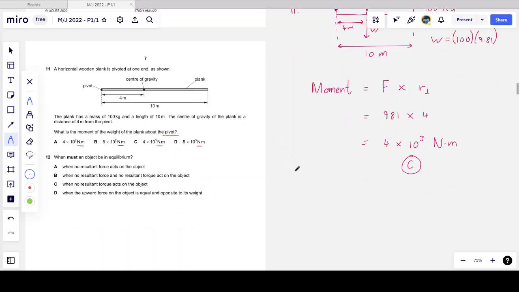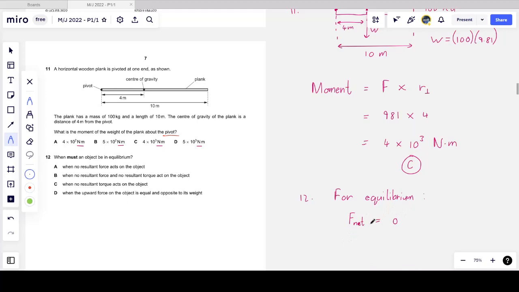Okay. Question 12. Also, question 12 is not a very long question. It's something that you either know immediately or you don't. When must an object be in equilibrium? There are 2 requirements for equilibrium. Not one, as we often believe, and this is probably where they're trying to catch you out a bit, but for equilibrium we require 2 things. The net force on the object must be equal to 0.